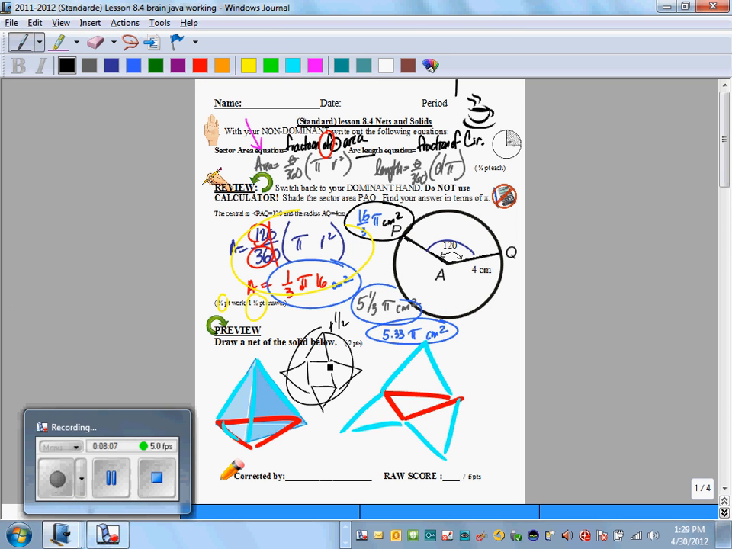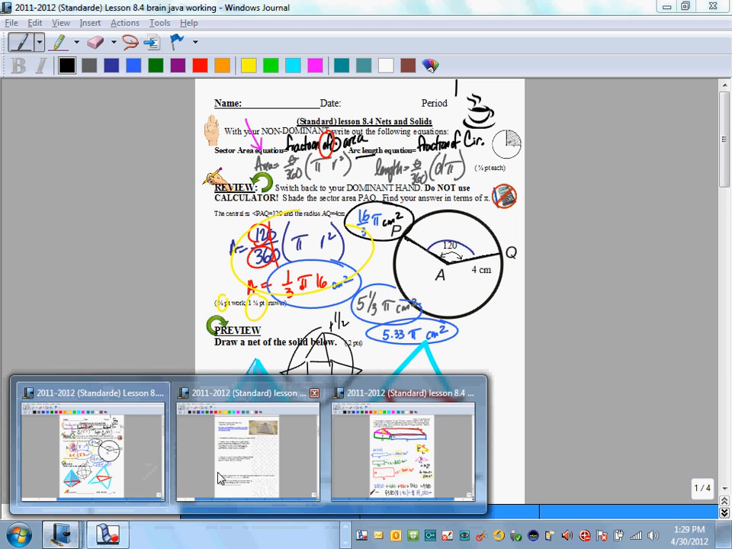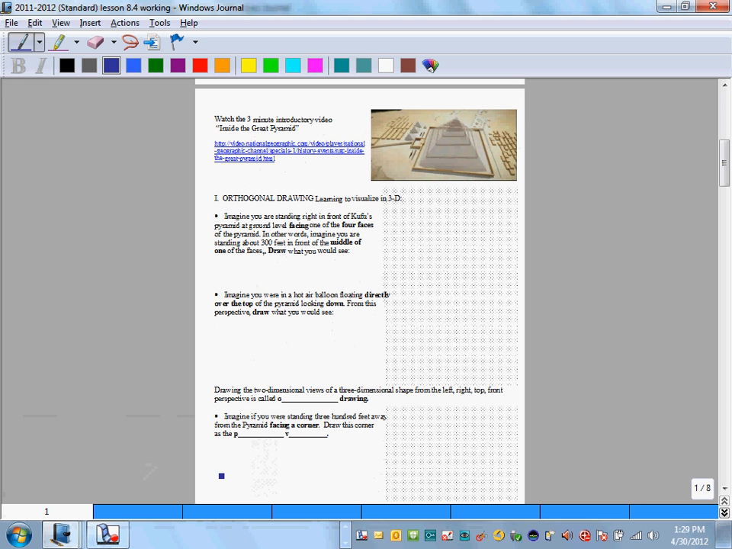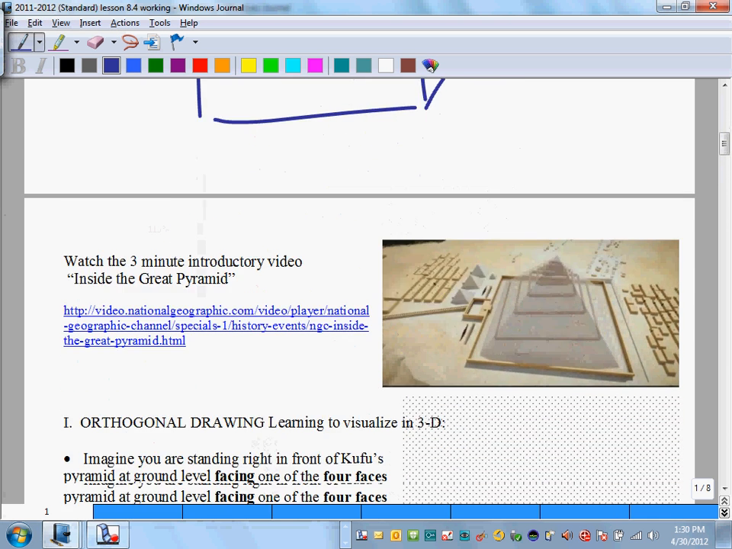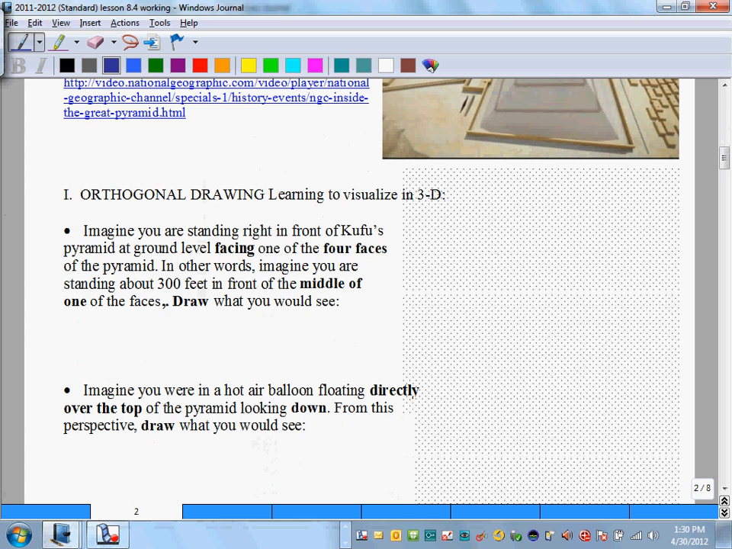Okay. All right. So we're going to do something called orthogonal drawings. Those of you who are in art are actually going to be pretty good at this. You need to visualize. So imagine you were standing directly in front of Khufu's pyramid, one of the faces, about 300 feet away. I'd like you to draw exactly what you would see right there. Go. I'm only going to give you about 15 seconds, guys.